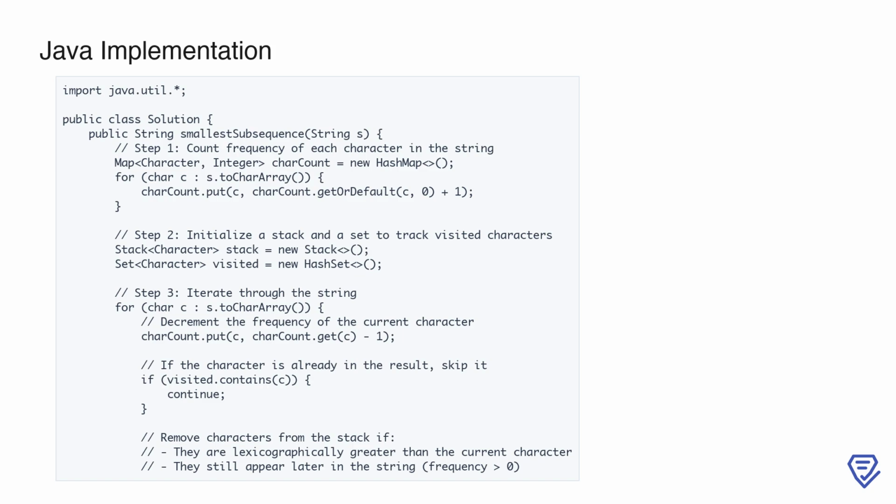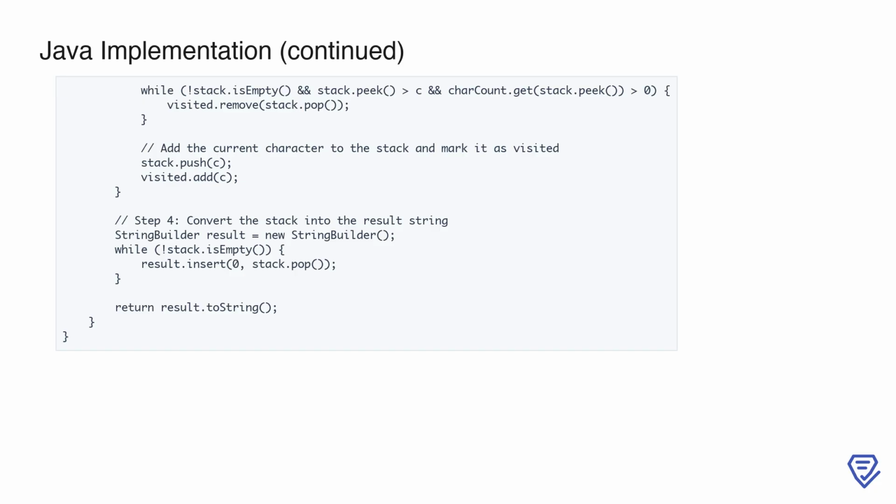Specifically, we check if the character on top of the stack is lexicographically greater than the current character and if it still appears later in the string, as indicated by its frequency being greater than 0. When this condition is true, we remove the top character from the stack and also remove it from the visited set, ensuring that it can be added back later if needed. Once we finish adjusting the stack, we push the current character onto the stack and mark it as visited by adding it to the visited set.